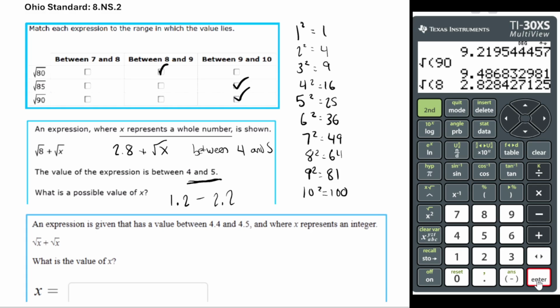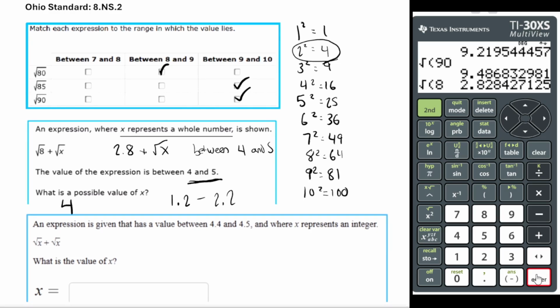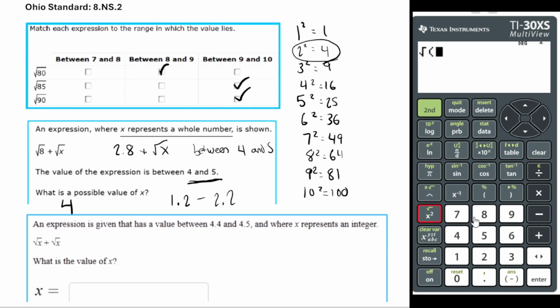Do we have any numbers that produce a square root of 1.2 or 2.2? We have something that falls in that range. The square root of 4 is 2. So let's put in 4 for x. And you can double check your work. Go into your calculator. Square root of 8 plus square root of 4. 4.8. Done. Just figure out what the square root is and figure out what whole number gets you into that range. The only whole number that gets you into the range of 1.2 to 2.2 is 2. Find out whatever perfect square you need to take the square root of to get to 2. In this case, it was 4.